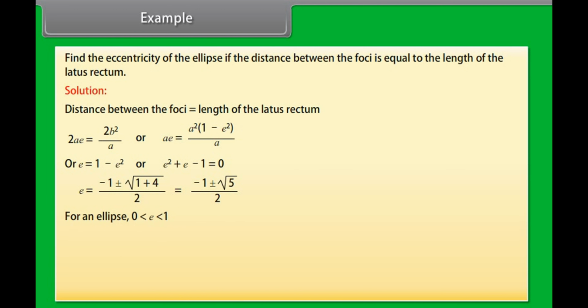For an ellipse, 0 is less than e is less than 1. Rejecting e is equal to (minus 1 minus under root 5) upon 2, which is less than 0, we have e is equal to (under root 5 minus 1) upon 2.